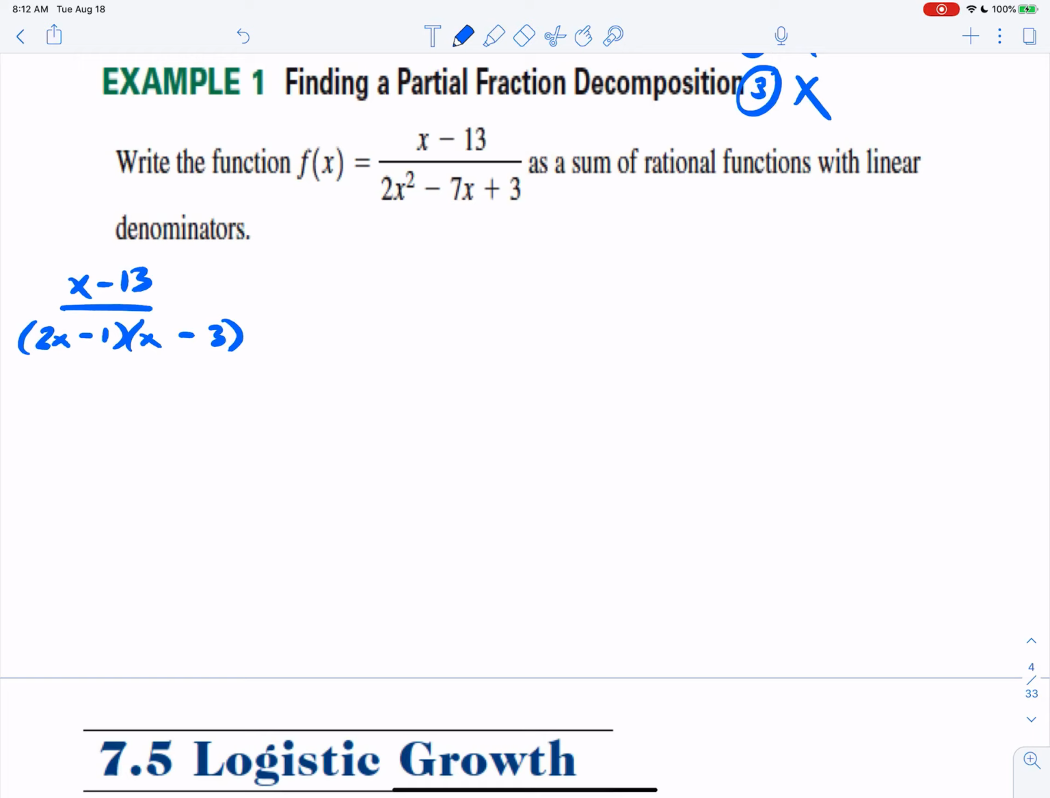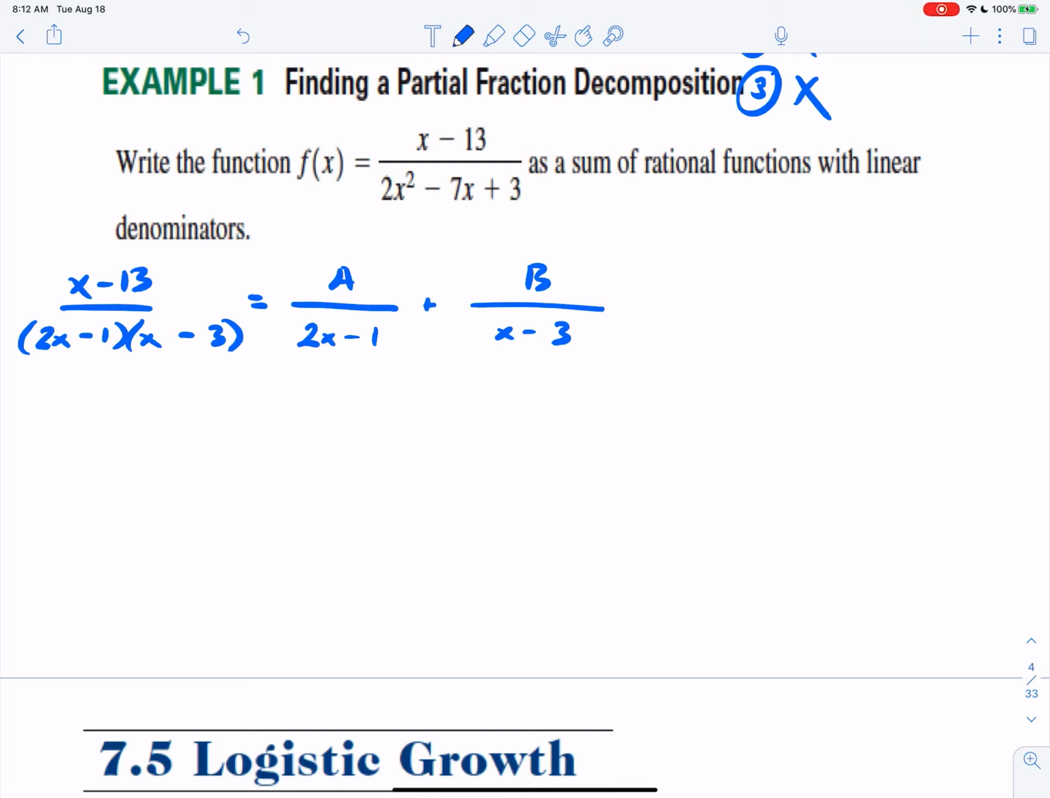Great. So we are going to decompose this, partial fraction decomposition. Because there are 2 factors in the denominator, we're going to set up 2 different fractions, okay? Going in the same order as how you wrote it. And at the very top, we'll just allocate an A and a B.